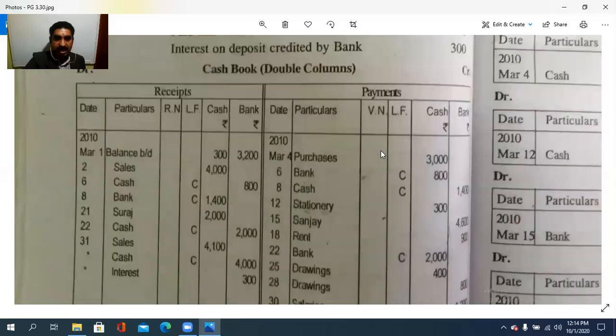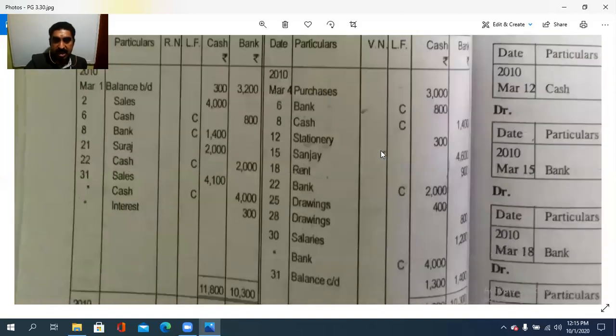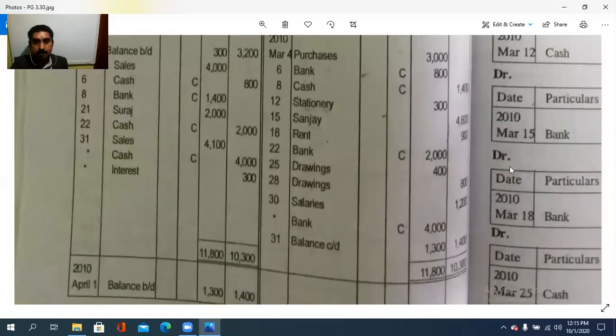Then after that, what is that? Drew cash for domestic purpose. Withdraw the cash for domestic purpose. So drawings account debtor to cash. So by drawings in the cash column. See, 400. Then withdrew from bank for personal purpose. So drawings account debtor to bank. So what is the entry? That is drawings account debtor to bank, then by drawings in the bank column. See, it is in the bank column, payment side.